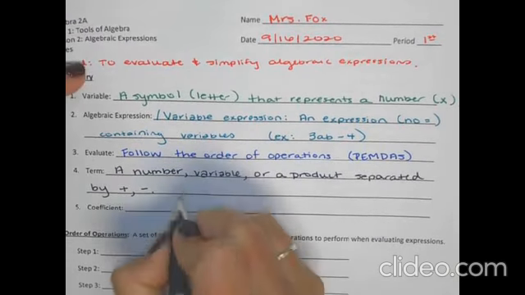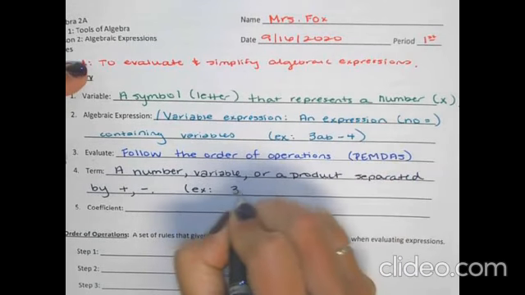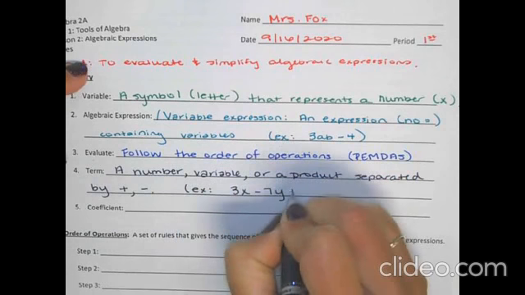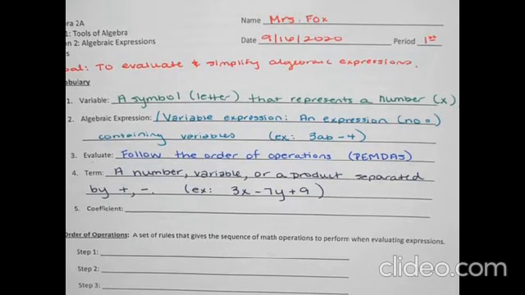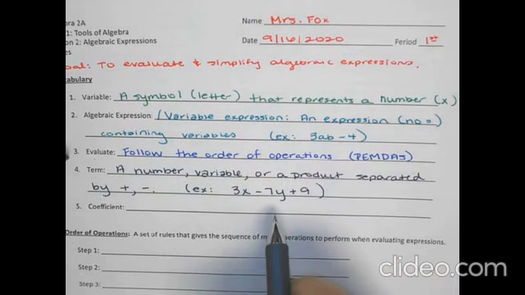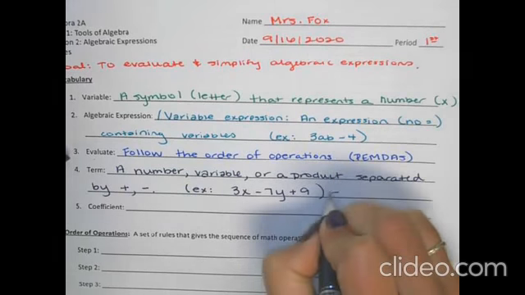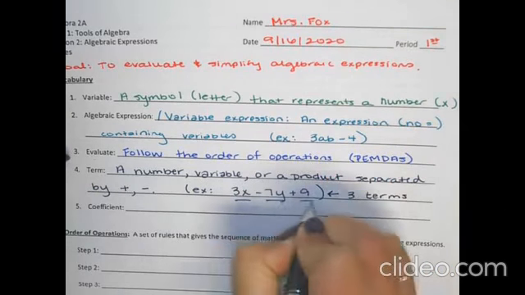Okay. So if we put another example here, 3x minus 7y plus 9. How many terms are in that example? If this one has 2, how many terms does this one have? 3. 3x is a term, 7y is a term, and 9 is a term. So that one is 3 terms. 1, 2, 3.